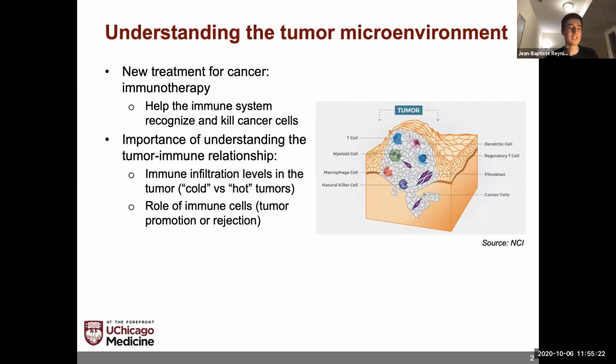There's lots of variability in this relationship. So some tumors have very little inflammation, whereas others have lots of immune infiltration. So cold versus hot tumors, but also the role of immune cells can vary a lot. Typically the immune system is supposed to kill any abnormal cell, but in some cancers, the tumor is actually able to modulate the environment and escape immune surveillance.